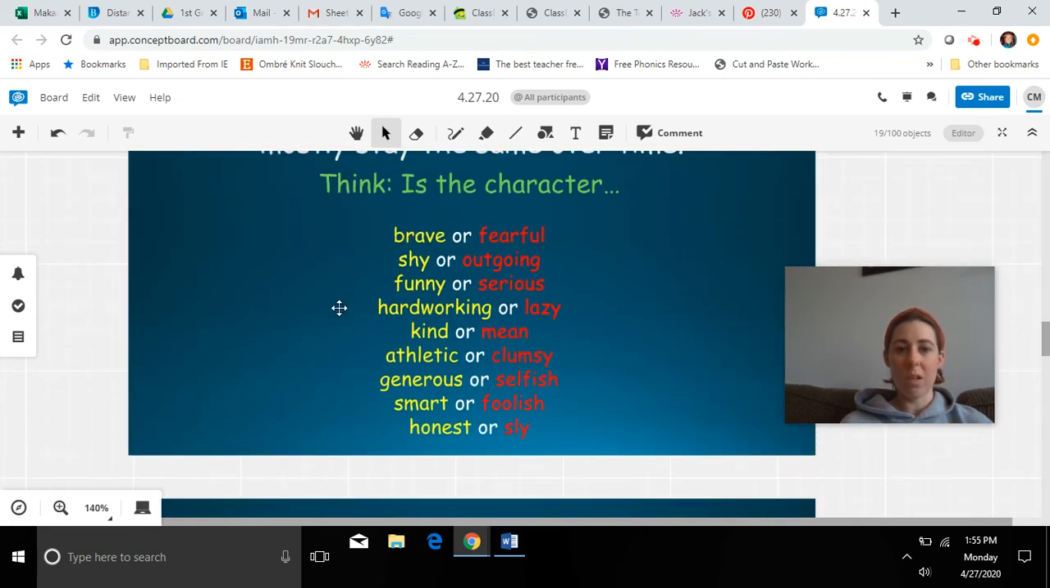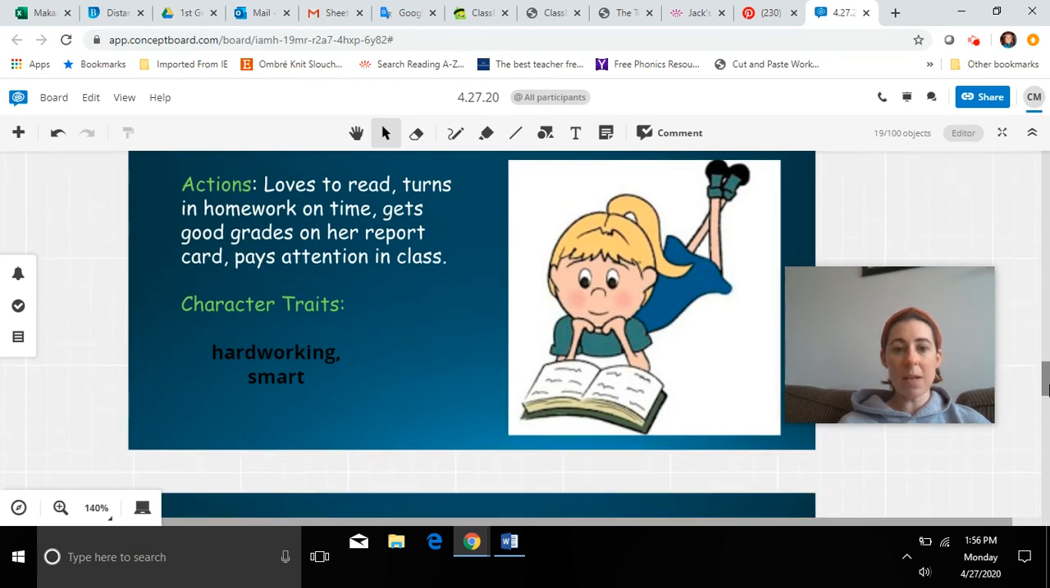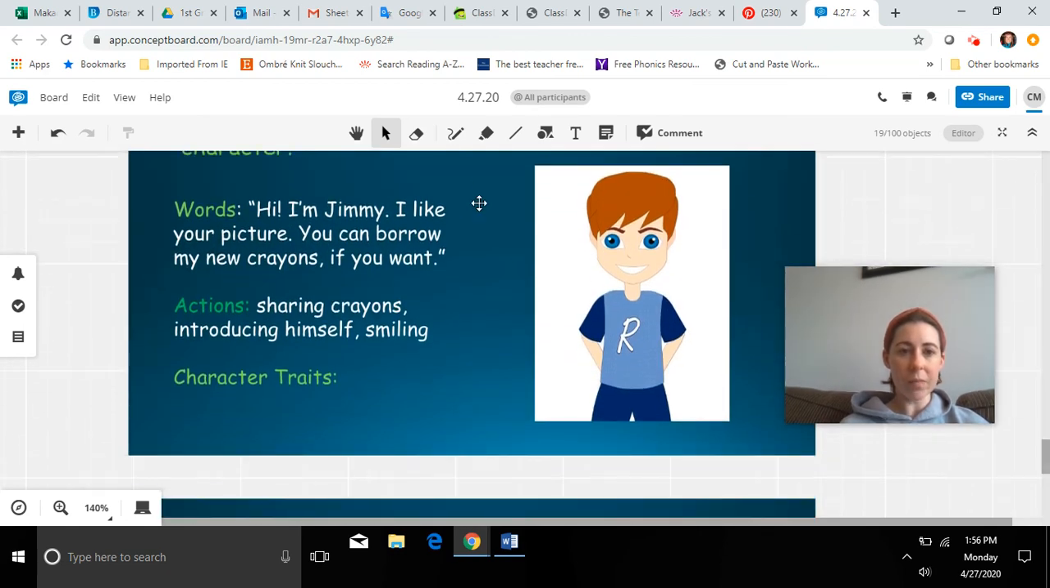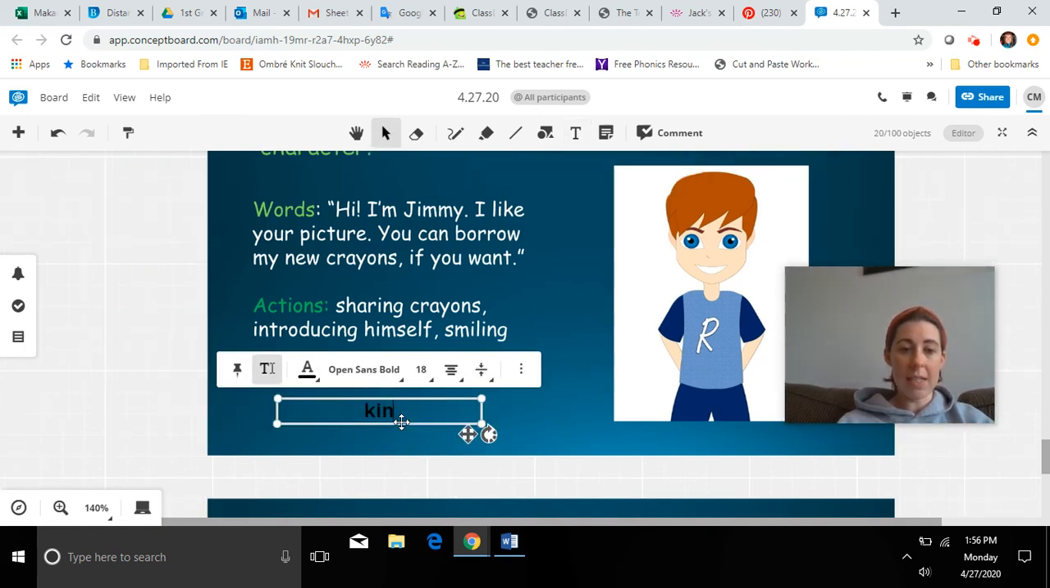Think about what character traits we could use to describe Jimmy. Look at our list here. Do you remember some words? What was a word that means nice? It's right here. That's right, it's kind. Do you remember a word that we use when we talk about someone who likes to share their things? It's right here. That's generous. Can you say generous? So this time I think we have two different character traits we can use to describe Jimmy. So I'm going to put them here. He is kind and he is generous.